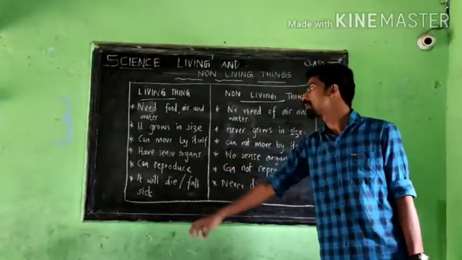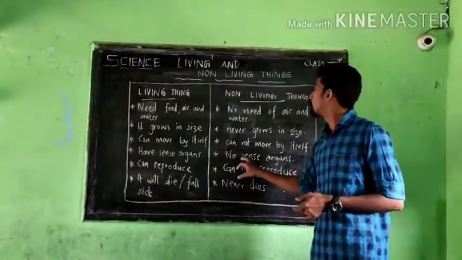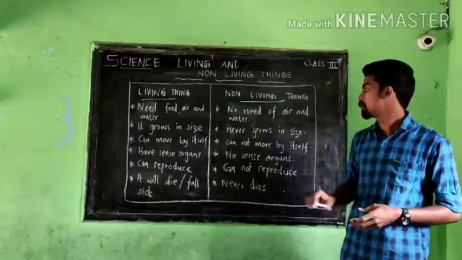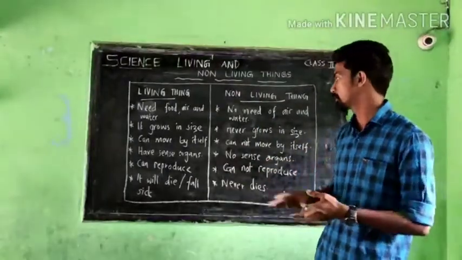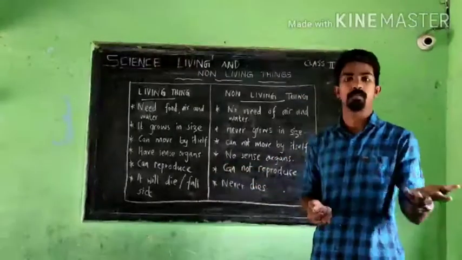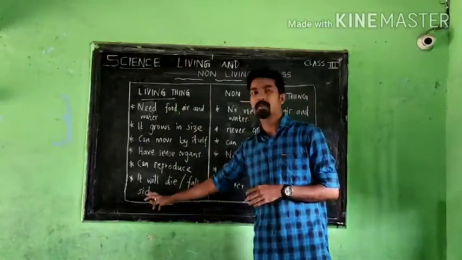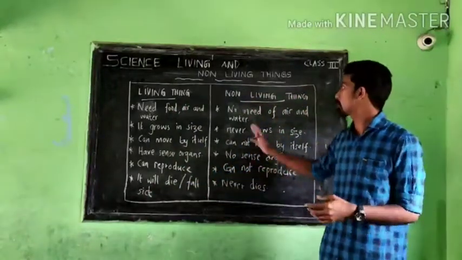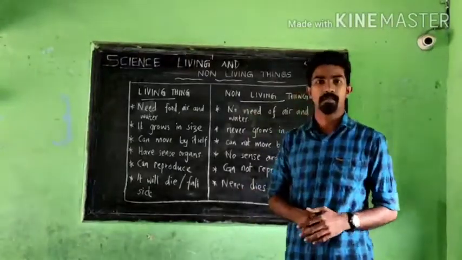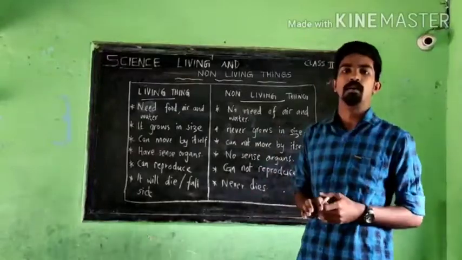The next one, living things have sense organs. But non-living things do not have sense organs. They cannot feel any feelings. Then the next one, a living thing can reproduce, but a non-living thing cannot reproduce. Last point, a living thing will die or fall sick. A non-living thing never dies. So that is the difference between a living thing and a non-living thing.